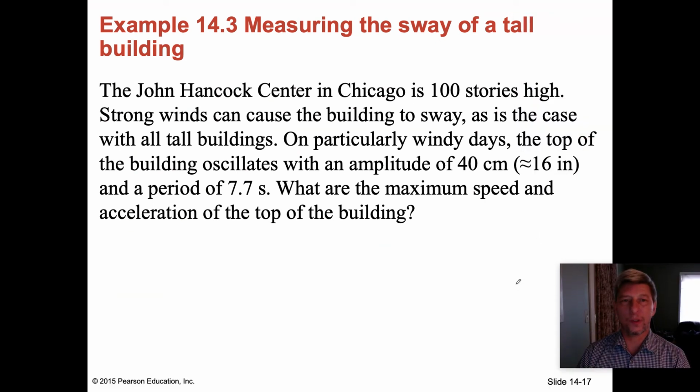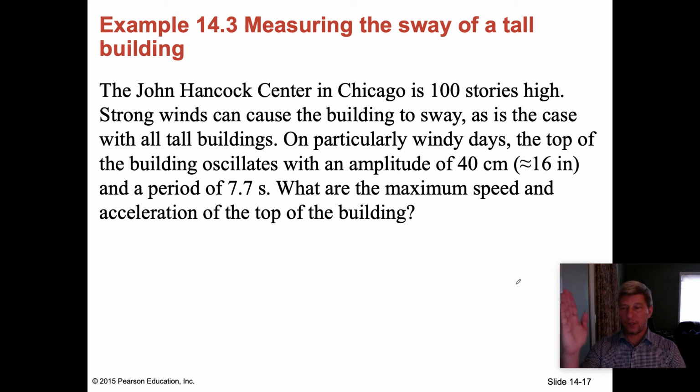Now, question 14.3, measuring the sway of a tall building. All right, tall buildings move. If you've ever stood on the observation deck of the Empire State Building, you know that it moves. The John Hancock Center in Chicago is 100 stories high. Strong winds can cause the building to sway, as is the case with all tall buildings. On particularly windy days, the top of the building oscillates with an amplitude of 40 centimeters, 16 inches, and a period of 7.7 seconds. What are the maximum speed and acceleration at the top of the building?